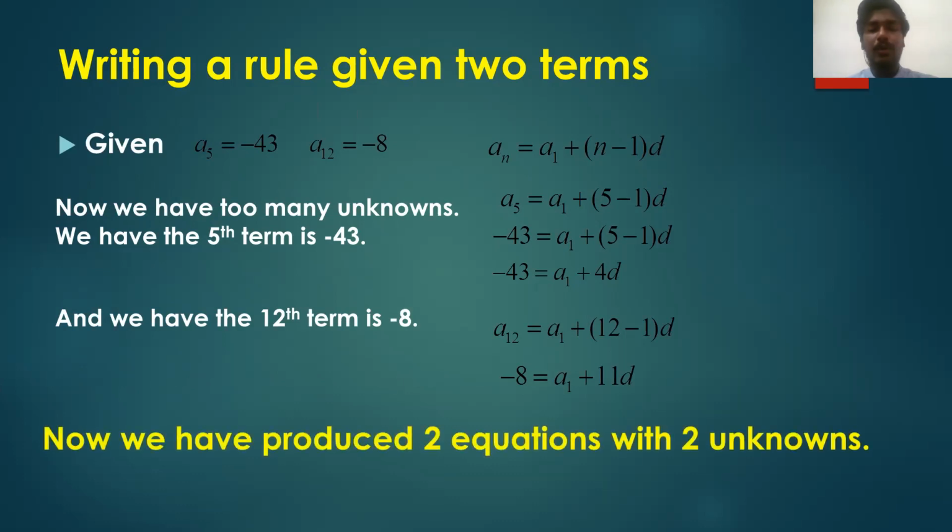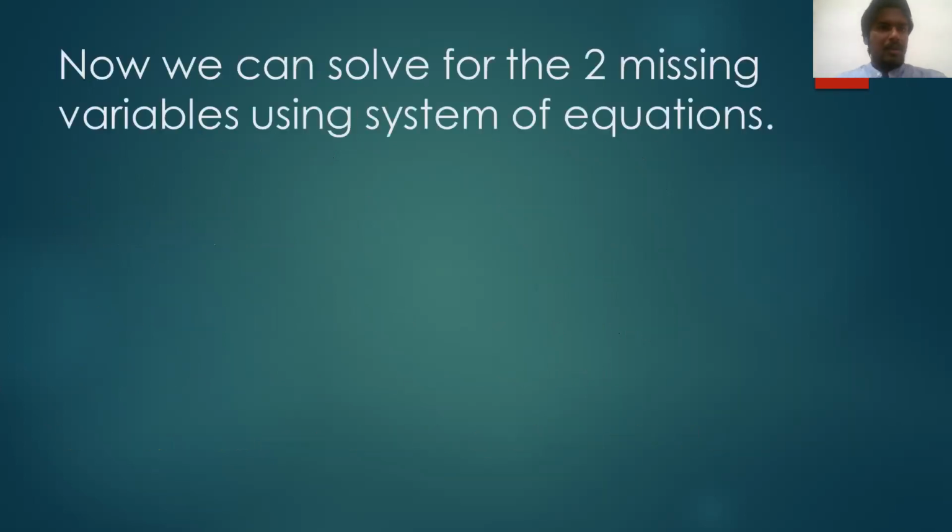Now we have produced two equations with two unknowns. The two equations are minus 43 is equal to a_1 plus 4d, and the second equation is minus 8 is equal to a_1 plus 11d. Now we can solve for the two missing variables using a system of equations. So we have two unknowns, that is a_1 and the common difference d.